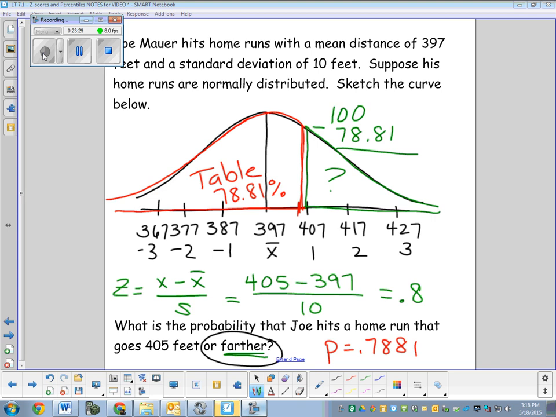So when we do that subtraction, we get 21.19%. A little over 21% of the time, Joe Mauer will hit a home run that is 405 feet or longer. That's how we answer those questions. This is where the lesson will end as far as z-scores and the normal distribution and using your z-score table go.